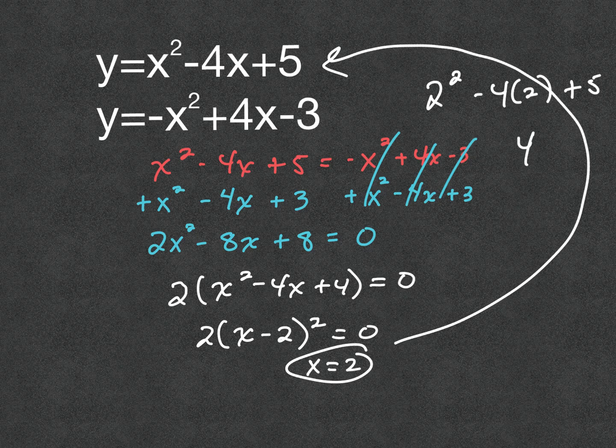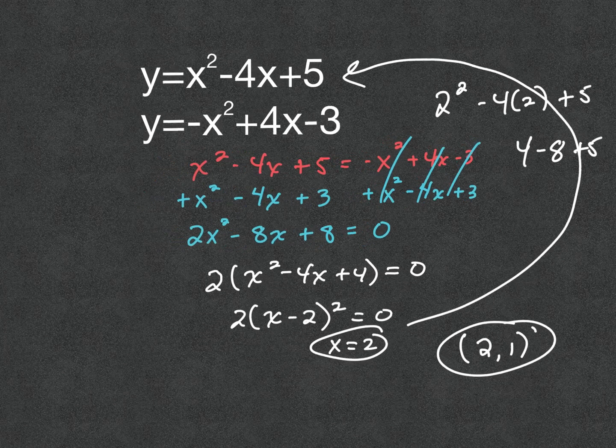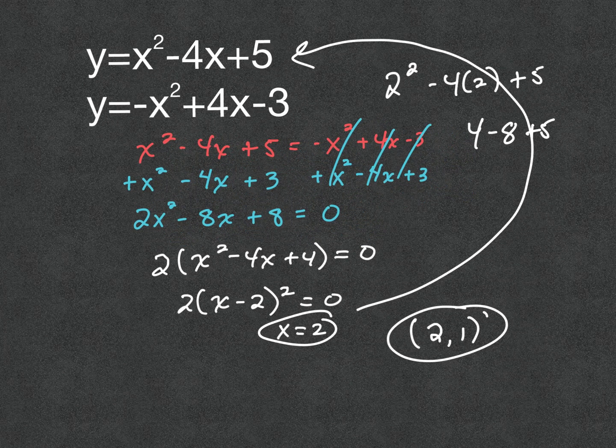Well, 4 minus 8 plus 5. Hey, that looks like 1. Remember we got 1 before with the elimination? So we have (2, 1). We have one solution. Well, how can we have one solution? I want to talk about these two, and I want to complete the square real quick because I want to show you why we have one solution.